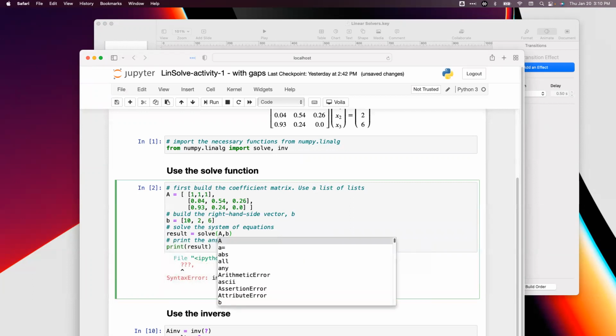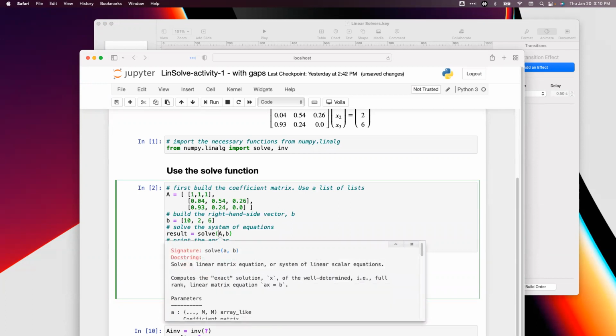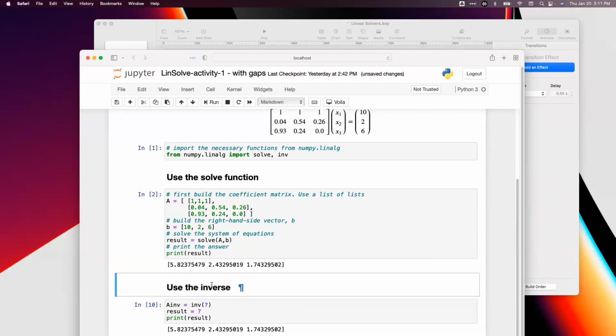Now that's not enough. If you press it one more time, Shift Tab and then Shift Tab, it gives you the full documentation. So press it twice, Shift Tab, gives you the full documentation. Computes the exact solution X of the well-determined full rank linear matrix equation AX equal B. Okay, so that tells you what A is and what B is. So A is the coefficient matrix, B is the right-hand side. Okay, perfect. So now let's solve it. Boom, we got an answer. I hope that's the answer you got too.